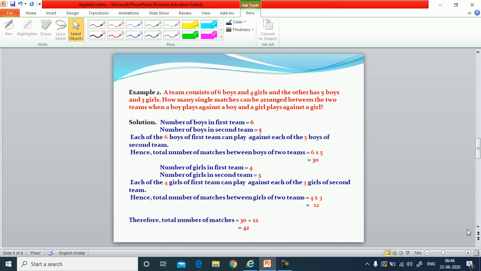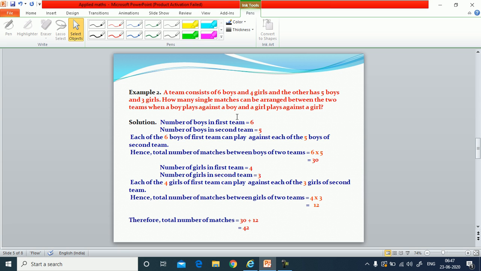Okay, then see another one here. It says a team consists of 6 boys and 4 girls, and other team has 5 boys and 3 girls. So there are two teams, both have got some boys and some girls. Now we have to tell how many single matches can be arranged between the two teams when boy plays against boy and girl plays against girl.